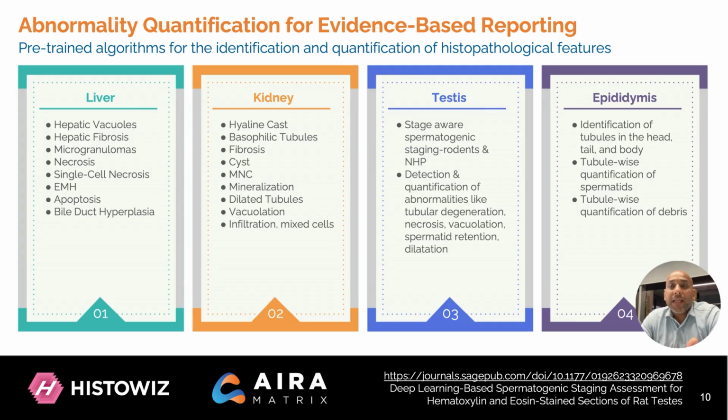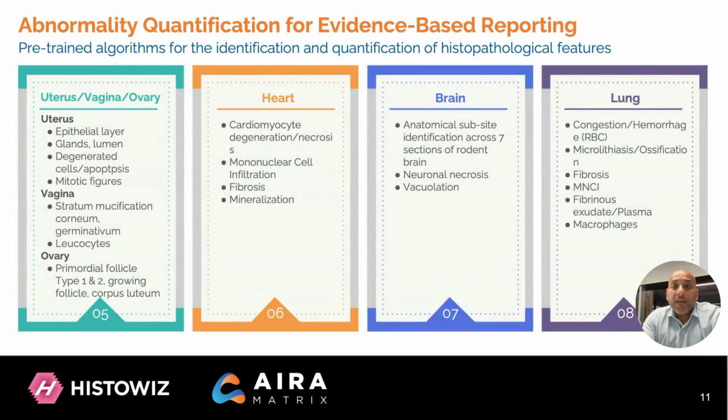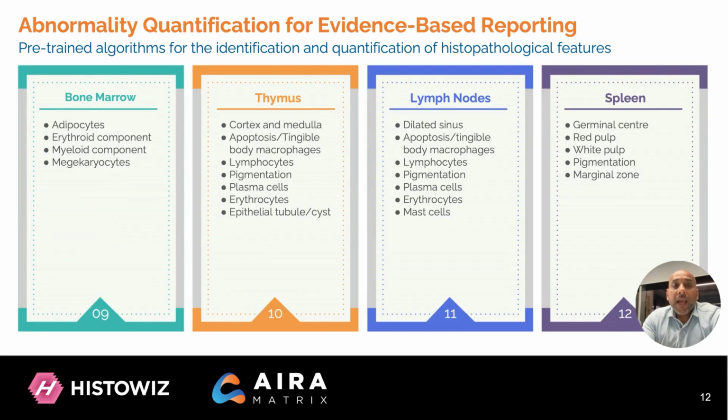Let's take liver as an example. The AI models in our platform can automatically identify and quantify key histopathological features, including hepatic vacuoles, fibrosis, necrosis, single cell necrosis, looking at inflammations, looking at bile duct hyperplasia, and a few other abnormalities. Similar algorithms have been available for kidney, heart, lung, spleen, some of the reproductive organs, brain, looking at immune organs like thymus, lymph node, and spleen.